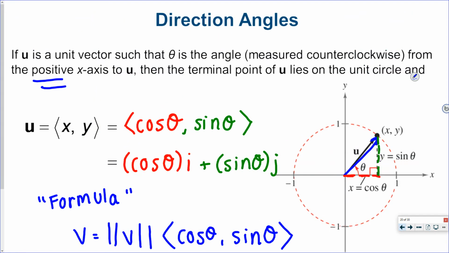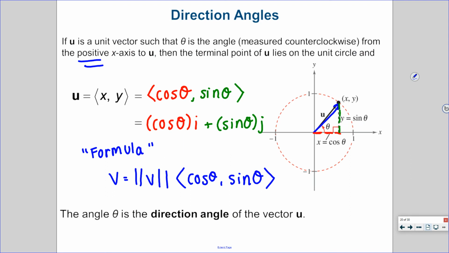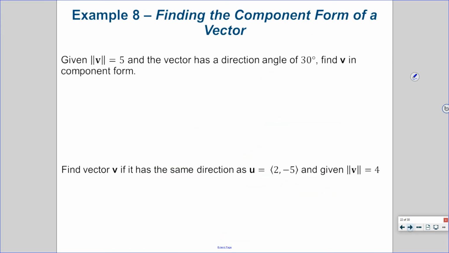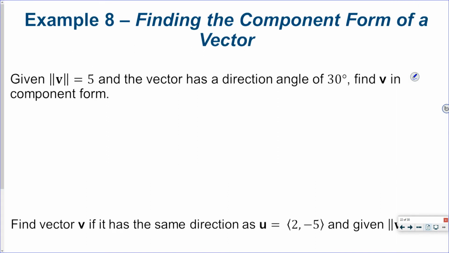But here's where we're going to use that little formula I showed you. I know that the horizontal component is just going to be the cosine of whatever the direction angle is, and they give us the direction angle. I know the vertical component is going to be the sine of whatever that angle is, and then I just have to factor in the length, aka the magnitude of the vector, and then I can get what the vector is in component form.